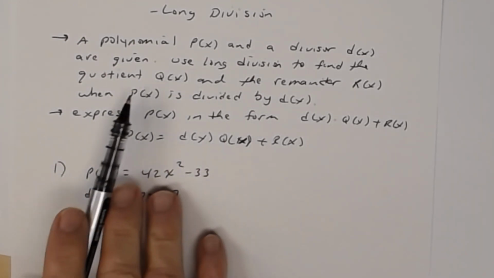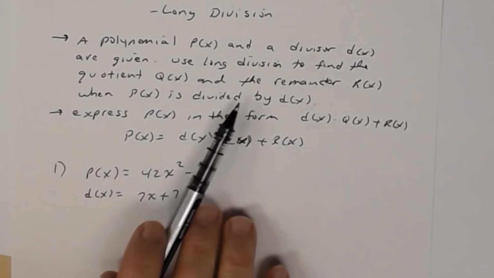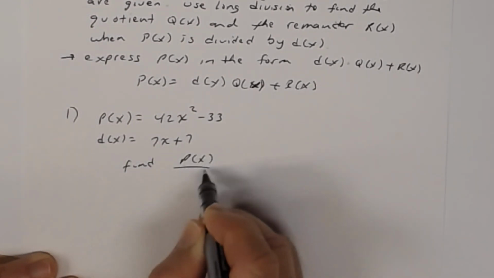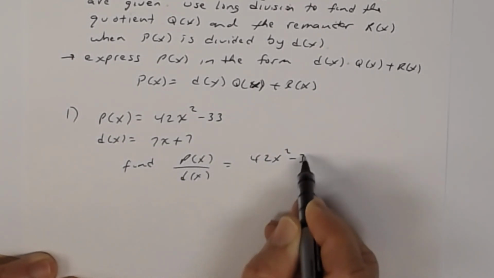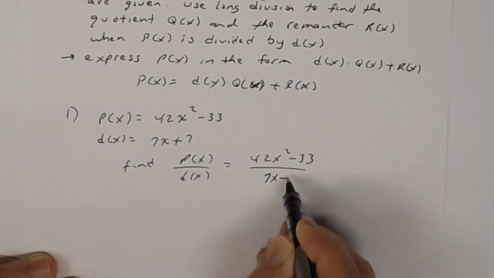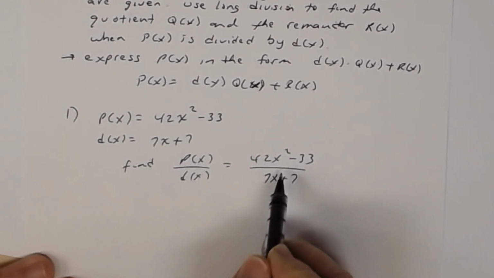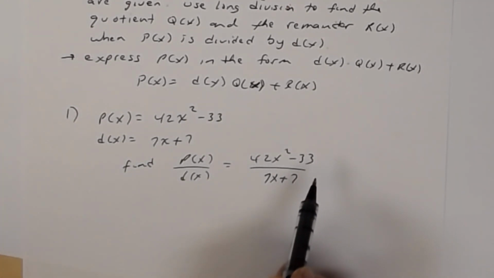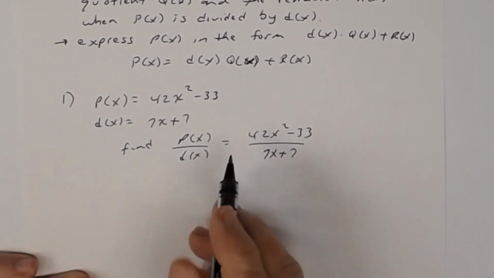So it says use long division to find the quotient q of x and the remainder r of x when p of x is divided by d of x. So you're told p of x is being divided by d of x, right? And then you know p of x is this, 42x squared minus 33 divided by 7x plus 7. And then notice the degree of the numerator is 2, the degree of the denominator is 1, so therefore you are going to get a quotient and you will get a remainder. Now sometimes the remainder will be 0, but you will get a quotient and a remainder. Okay? All right, now let's go ahead and do long division.